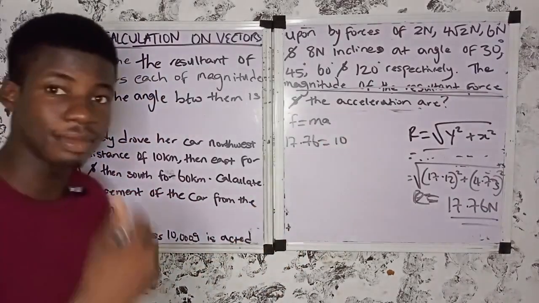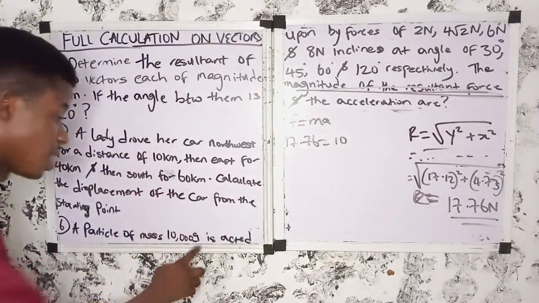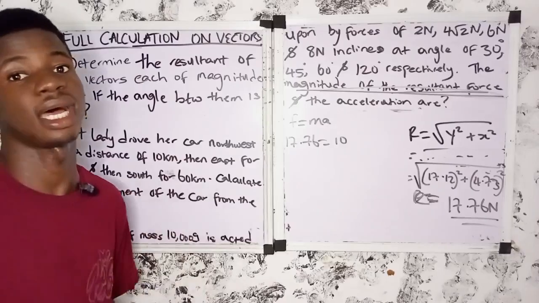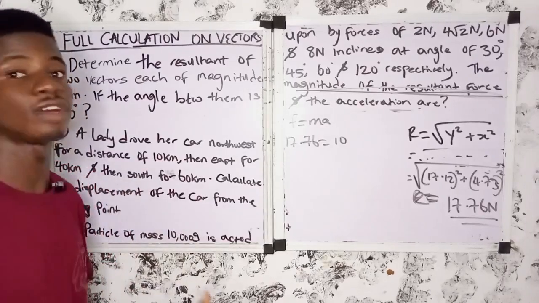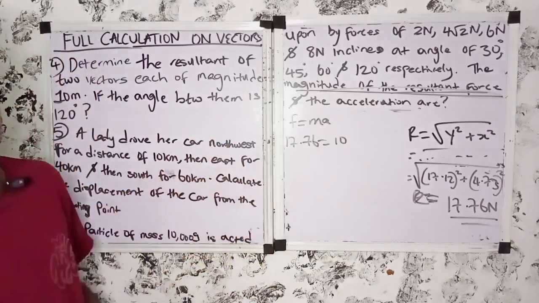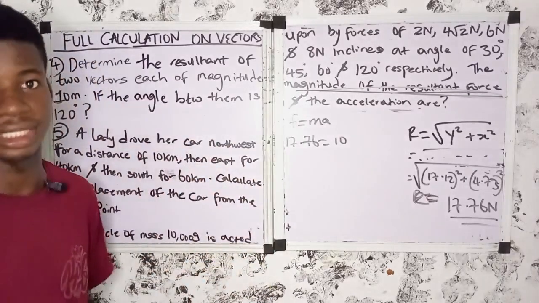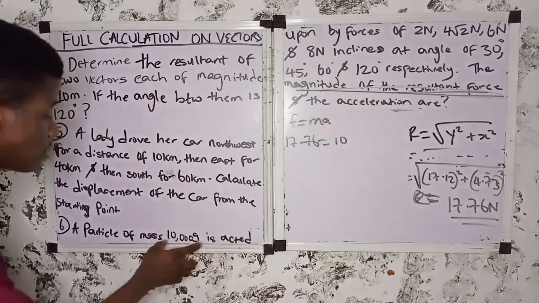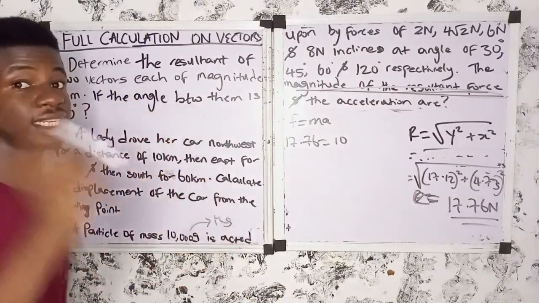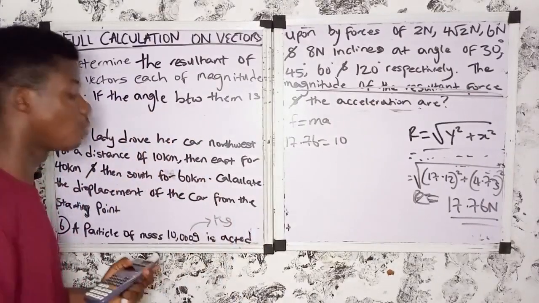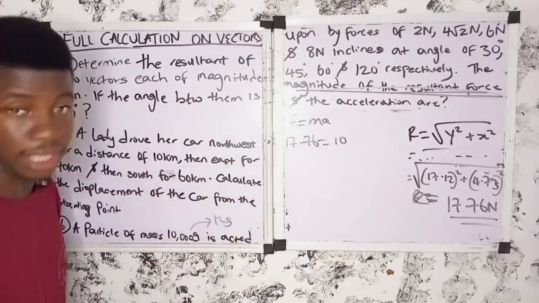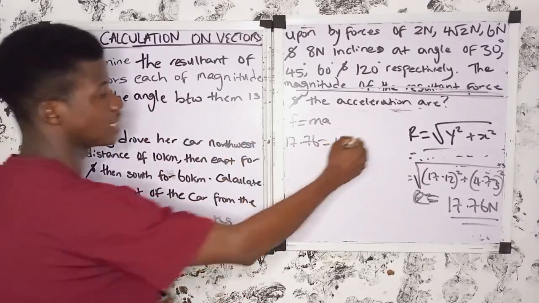Let me clarify everything. To convert from gram to kilogram, we divide by 1,000. To convert from kilogram to gram, we multiply by 1,000. So this gram we converted to kilogram by dividing by 1,000. When I divide 10,000 by 1,000, we are left with 10, right?